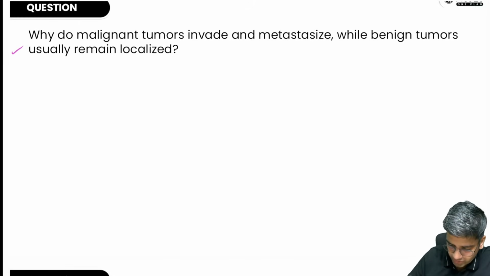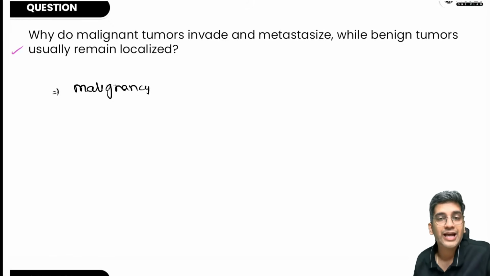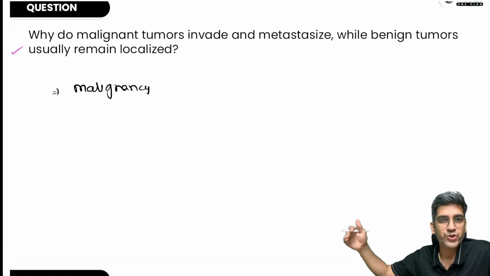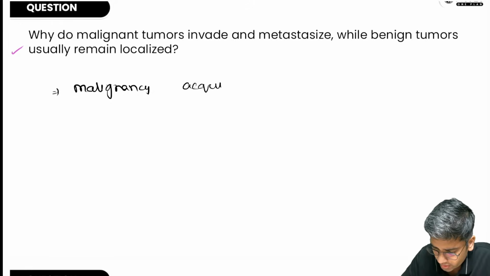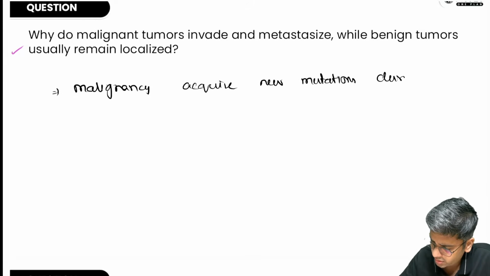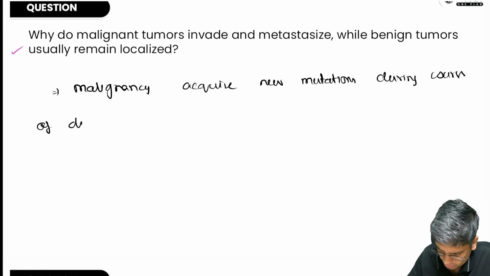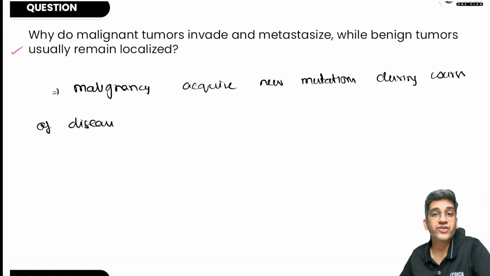The simplest answer to this is, malignant tumors, or malignancy for that matter, undergo lots of mutational changes during the course of the disease. We call them passenger mutations, right? They acquire new mutations during the course of the disease. And this is something very, very important, which gives them the metastatic potential.